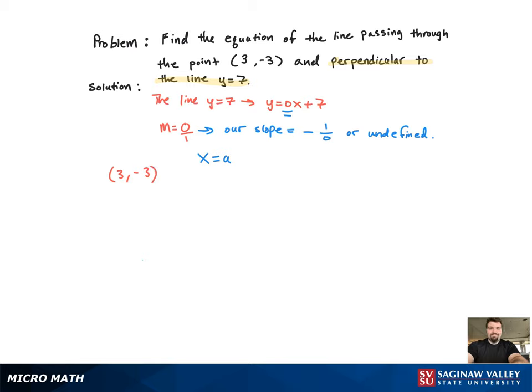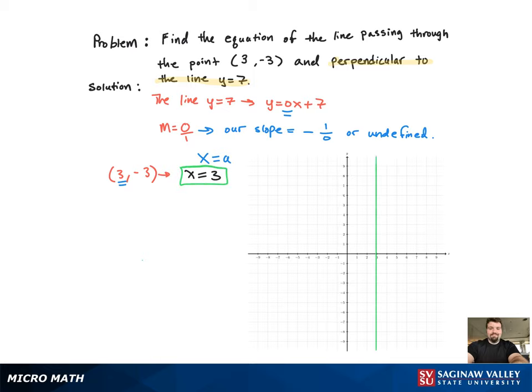Now all we have to do is solve for a. So using the point that our line goes through, we can see that our equation is x equal to 3. There's both lines, and you can see that they're perpendicular, signified by the little square.